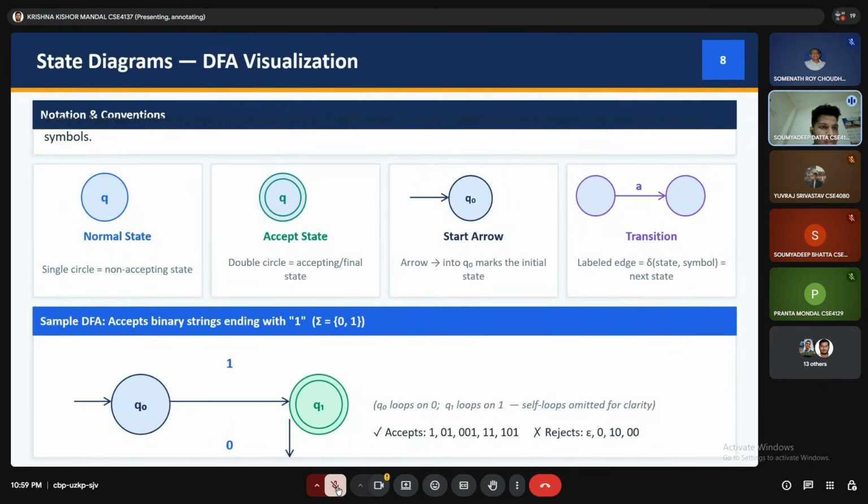Now the state diagram, the DFA visualization. Visuals make DFAs much easier to understand. We use a start arrow to show the initial state Q0 and double circles to mark accepting states. Next slide, Vishnu.